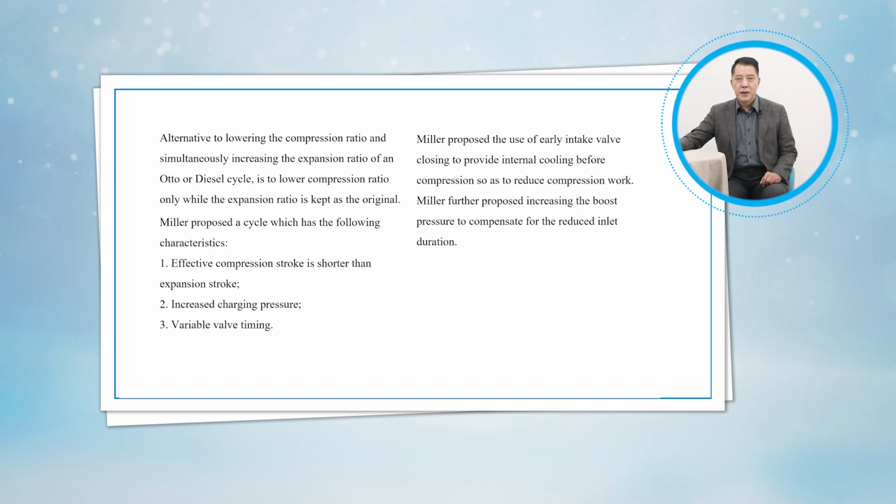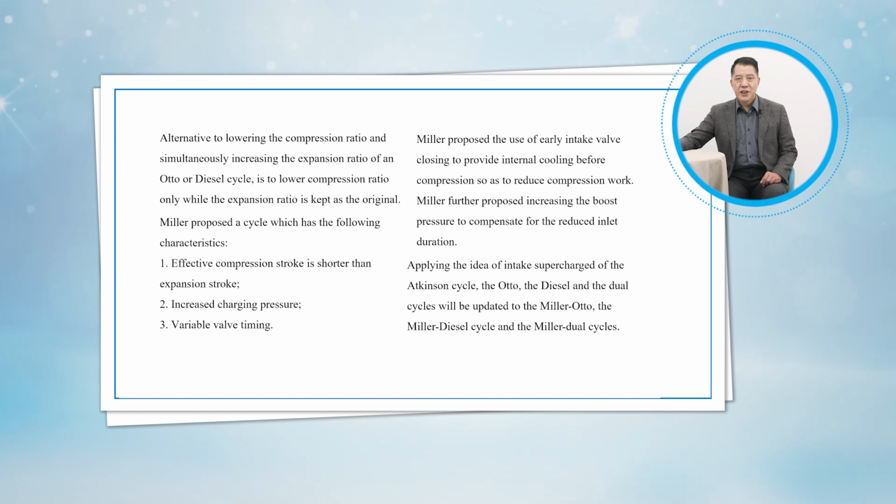to reduce compressing work. Miller further proposed increasing the boost pressure to compensate for the reduced inlet duration. By proper selection of boost pressure and variation of intake valve closing time, Miller showed that turbocharged engines could maintain sea-level power while operating over varying altitudes.